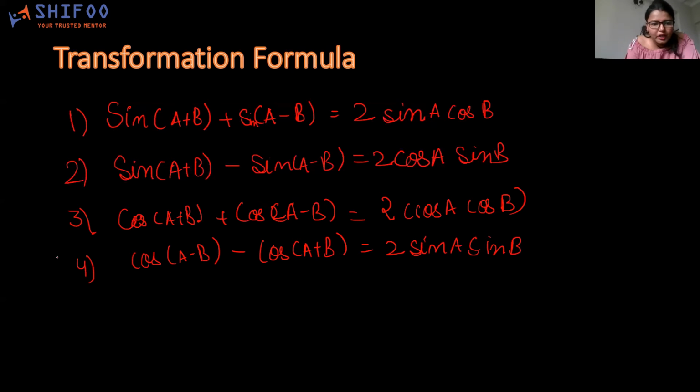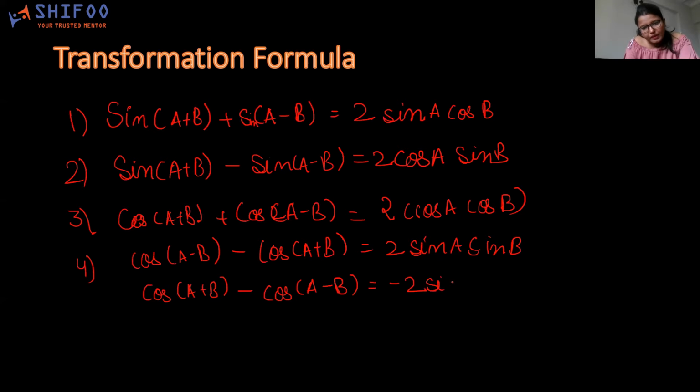This last formula can also be written as cos of A plus B minus cos of A minus B. Then this formula comes out to be minus 2 sine A sine B. This is just the form of the fourth formula, so don't get confused by it.